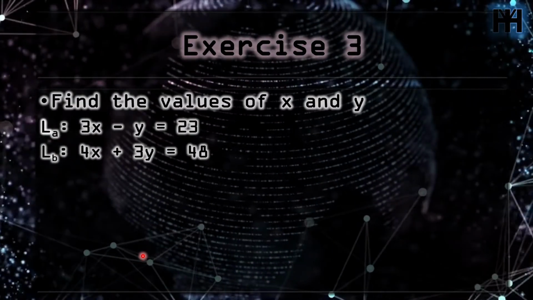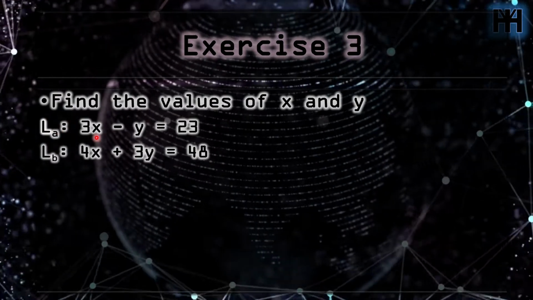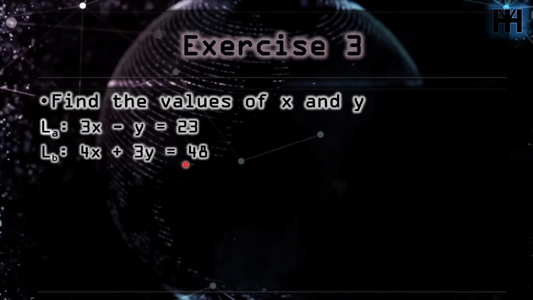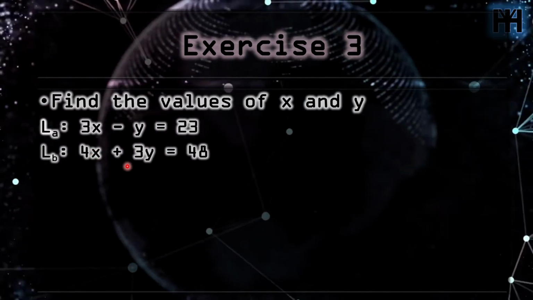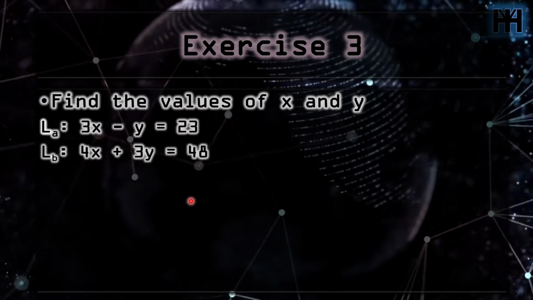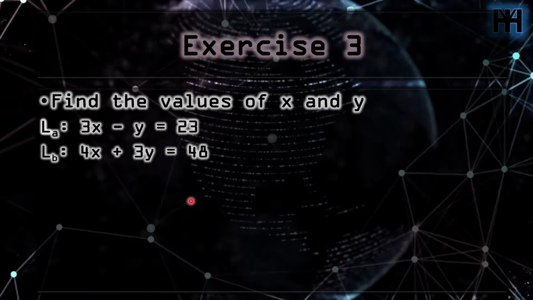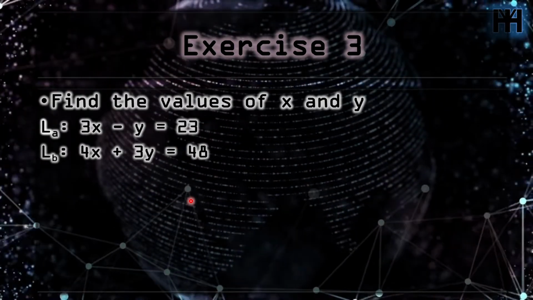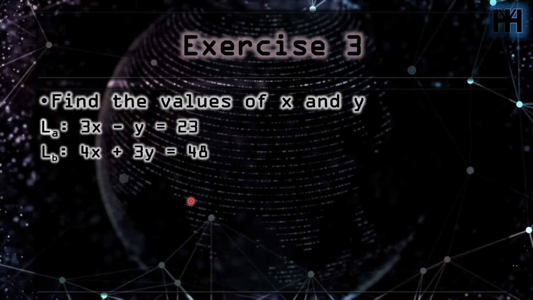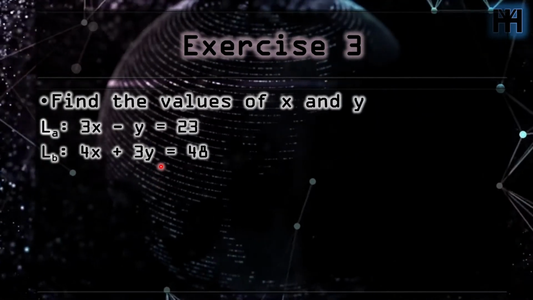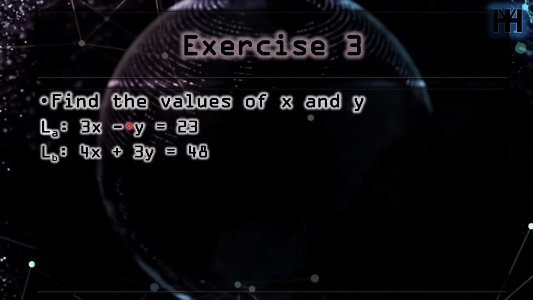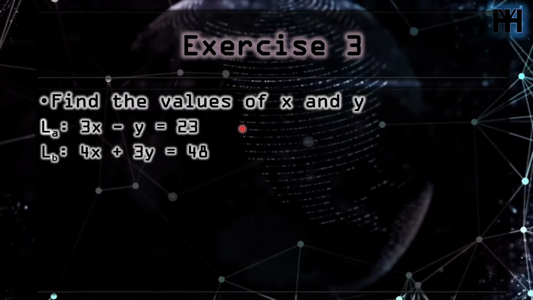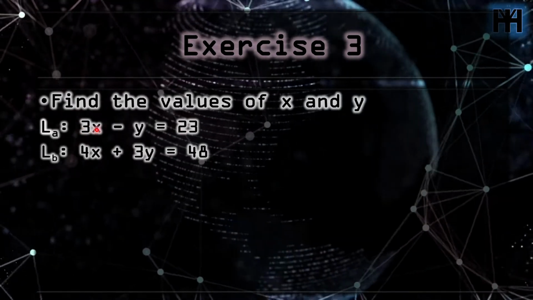Okay, exercise 3. We have here LA: 3x minus y equals 23, and LB: 4x plus 3y equals 48. By adding these two equations, you won't get rid of any of the variables. So the best thing to do here is multiply one of the equations by some value. If we make the coefficient of y negative 3, we will be able to get rid of y. So we can multiply this equation by 3, so it will be 9x.